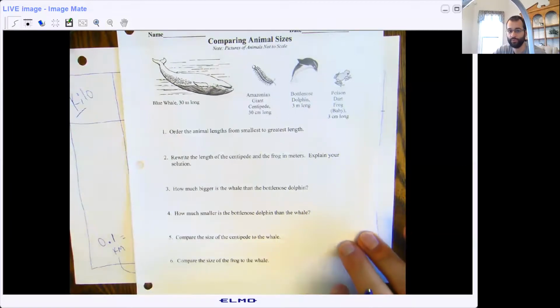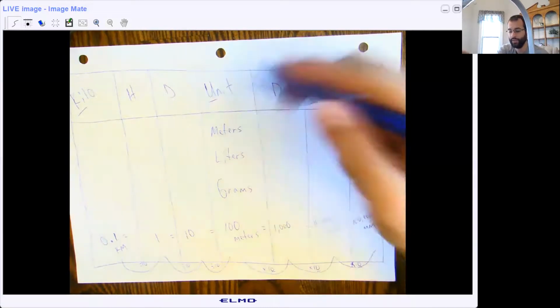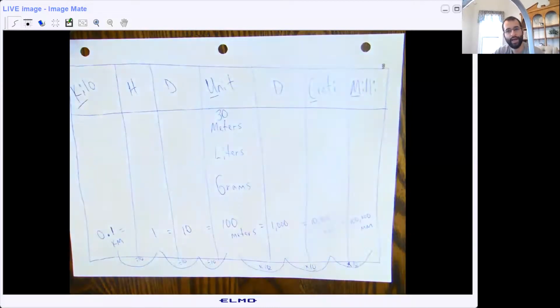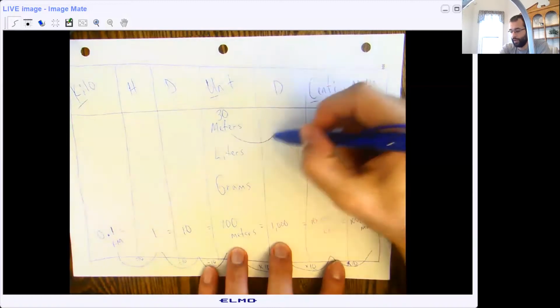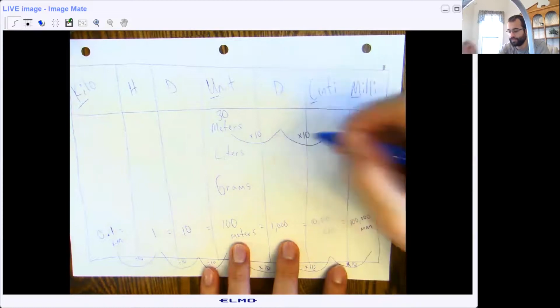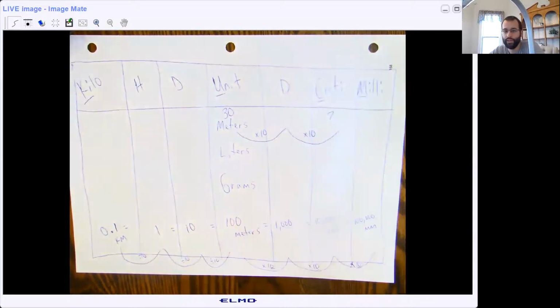There are some questions here. If the whale is going to be right here in this middle column, it's going to be 30 meters. How many centimeters would the whale be? If I go over 2 columns, times 10 times 10, how many centimeters would the whale be? I want you to try to figure that out. Then you're going to do the same thing for the other one, converting your numbers back and forth.